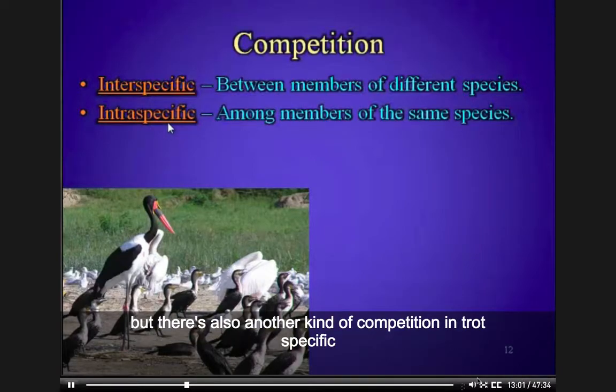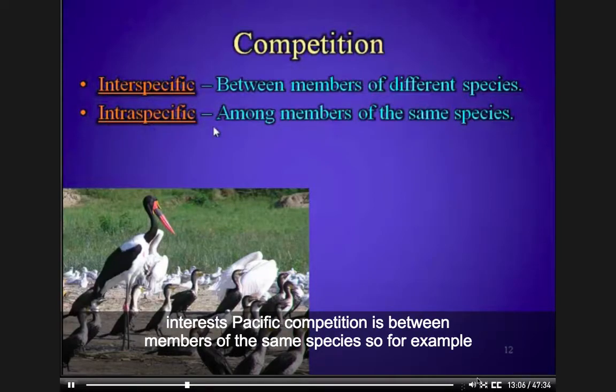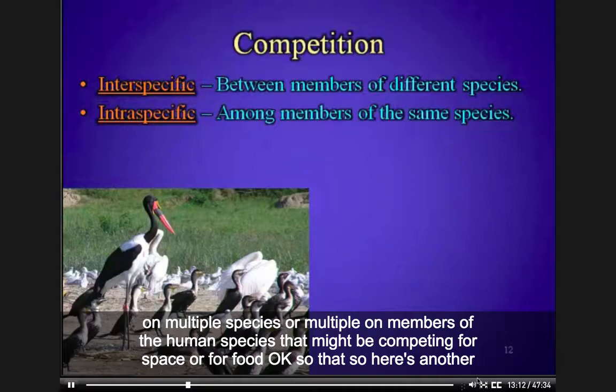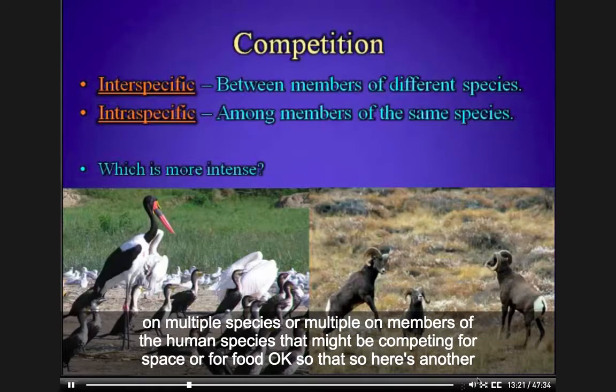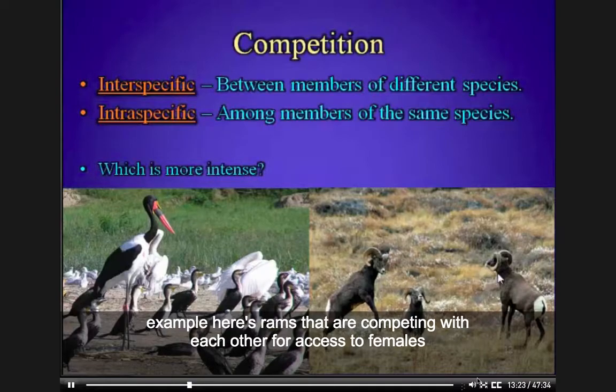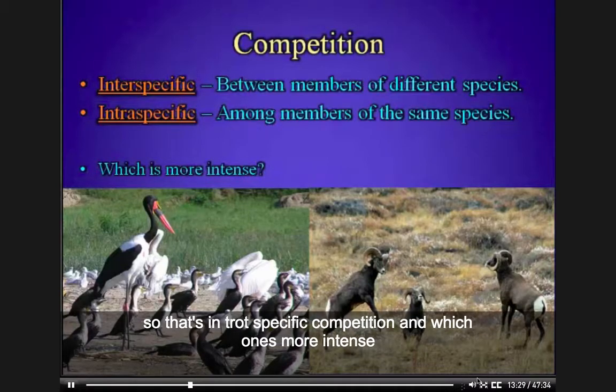But there's also another kind of competition, intraspecific. Intraspecific competition is between members of the same species. So for example, multiple members of the human species that might be competing for space or for food. Okay, so here's another example. Here's rams that are competing with each other for access to females. So that's intraspecific competition. And which one's more intense?